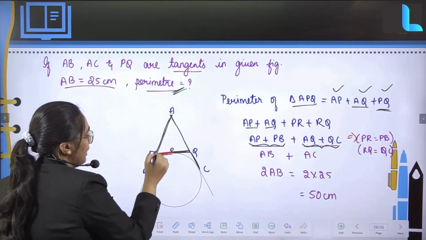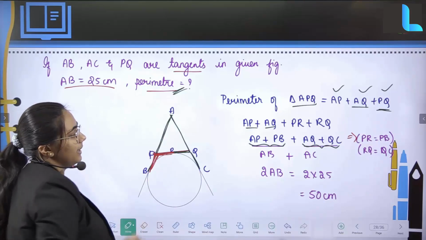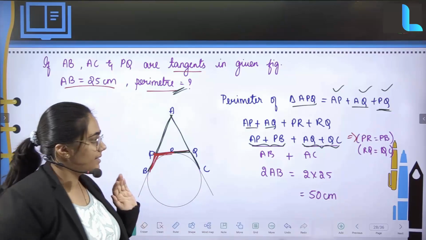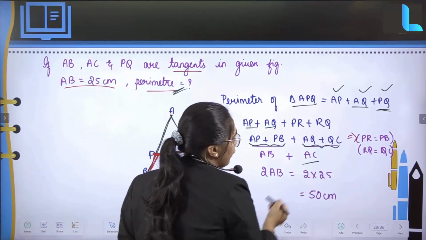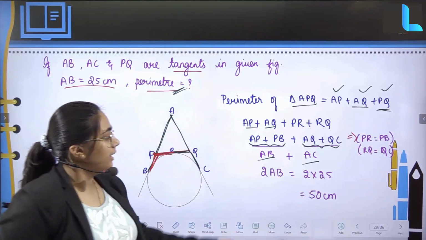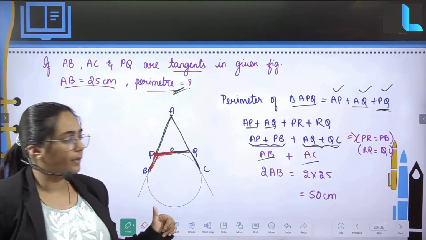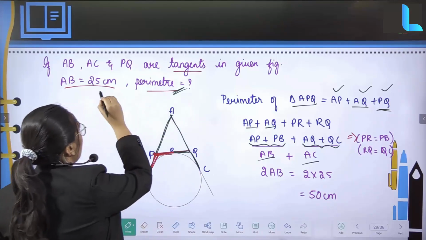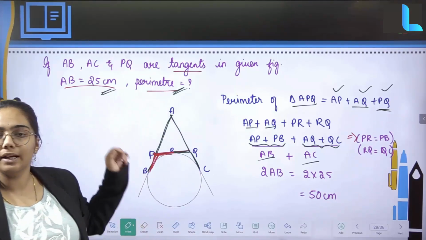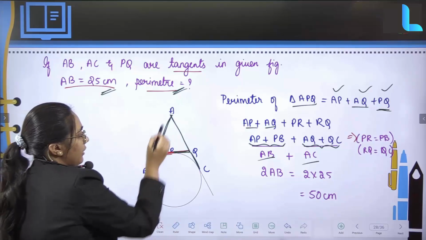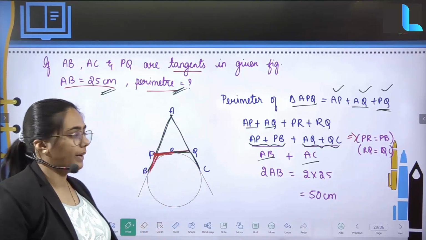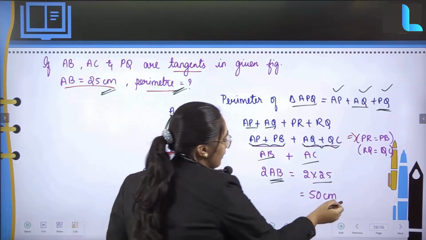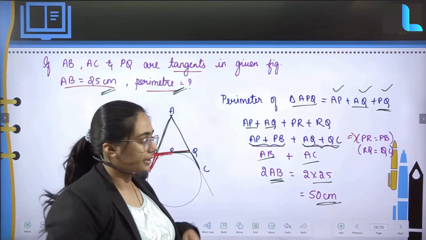See over here, AP plus PB, the whole of it will be equal to AB. That is what I have written. Similarly, AQ plus QC is equal to AC. Once I have got that AB plus AC, then 2 times AB is equal to... see over here, AB, as I said, the only information which is given is going to be 25. If AB is 25, even AC has to be equal to 25. Therefore, 2 times AB is equal to 2 times 25, which is equal to 50 centimeter.